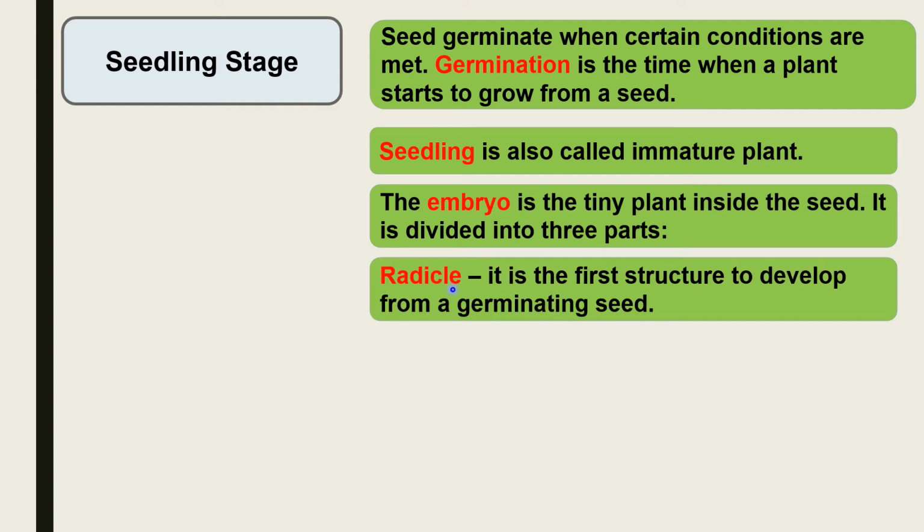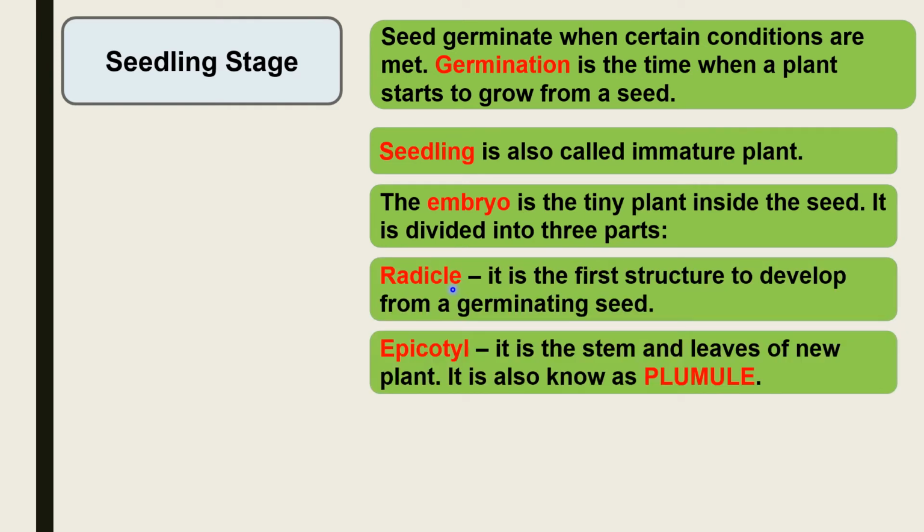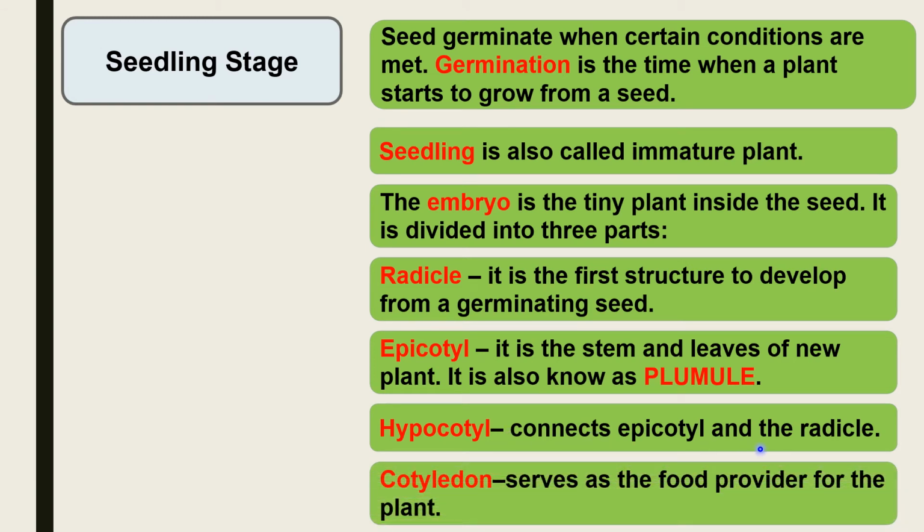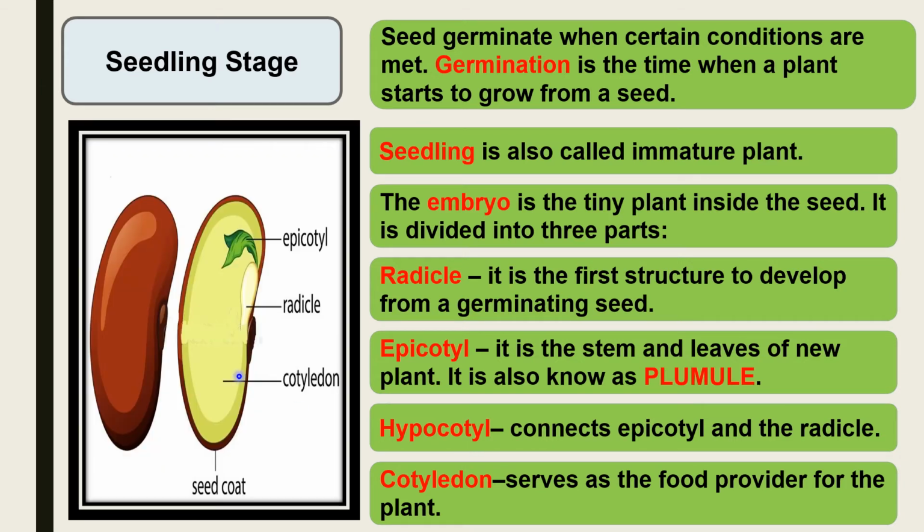One is radicle, then epicotyl, and hypocotyl. The radicle is the first structure to develop from the germinating seed. Epicotyl is the stem and leaves of the new plant. It is also known as plumule. Next, hypocotyl connects epicotyl and radicle. Cotyledon serves as the food provider for the plant. As you may see in the picture, this is the cotyledon, the radicle, the epicotyl, and the stem, and what connects epicotyl and radicle is what you call hypocotyl.